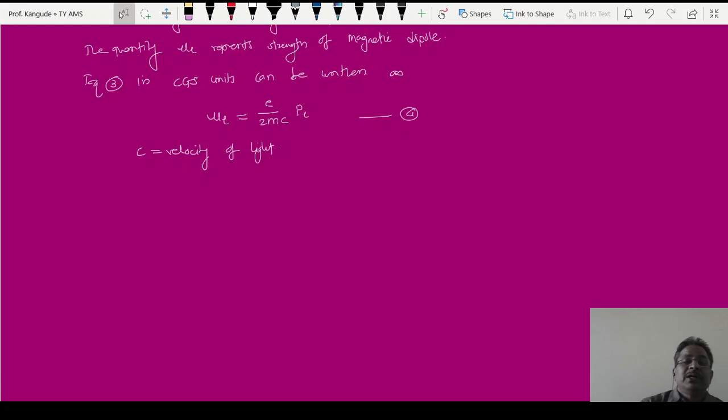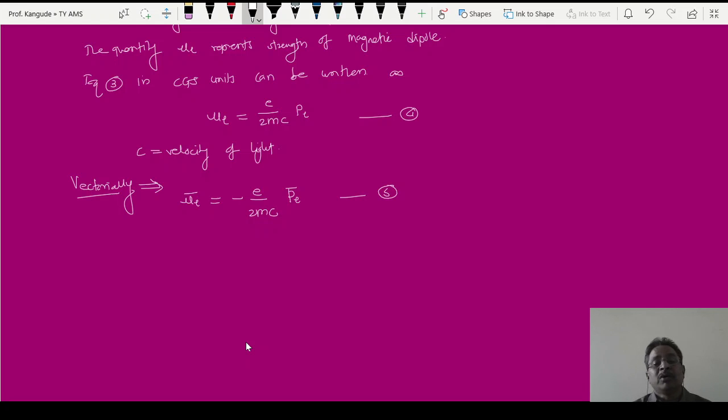Whatever relations we have written so far are scalar relations. Vectorially, I can write mu L bar is equal to minus E upon twice MC into PL bar. This is relation number 5. Vectorially means we have to write their directions, and as we have already seen, the directions of mu L bar and PL bar are opposite to each other, because of the negative charge of the electron. That's why equation number 4 can be written in this manner, and therefore if I take the ratio mu L bar upon PL bar, it comes to be E upon twice MC, numerically. Again, I have not taken the negative sign here.